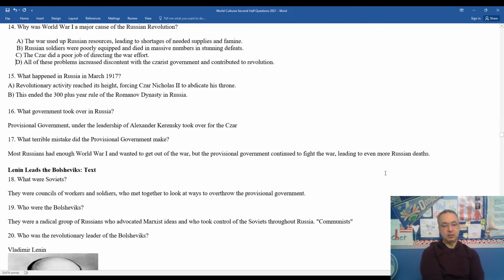What were Soviets? These were councils of workers and soldiers. They were kind of the foundation for the revolution. They met together to look at ways to overthrow the provisional government. The Soviets would then support the Bolsheviks. These were a radical group of Russians who advocated Marxism or communism, who took control of the Soviets throughout Russia. Bolsheviks are also known as the communists. Just emphasizing that. You should emphasize that yourself as well.